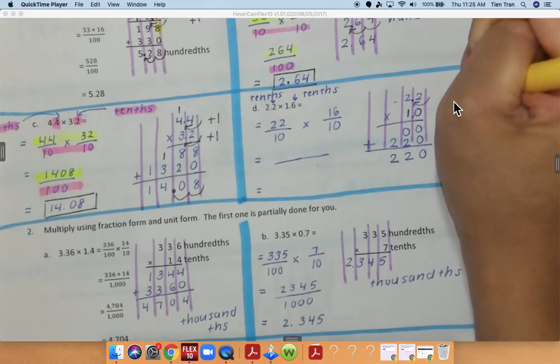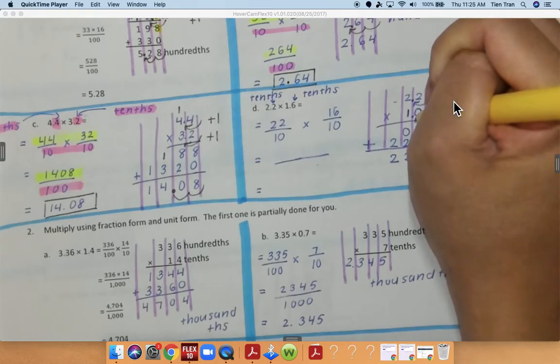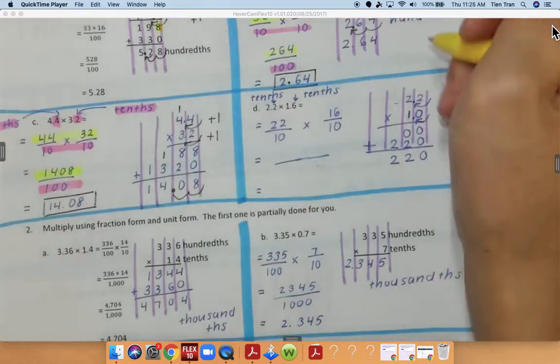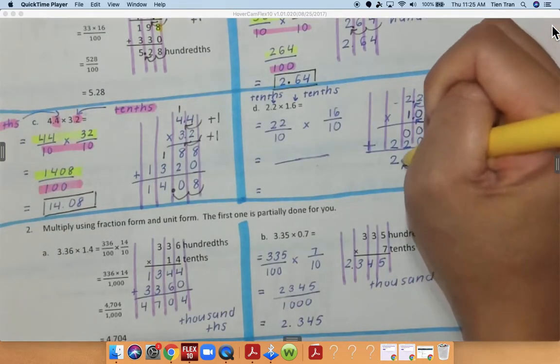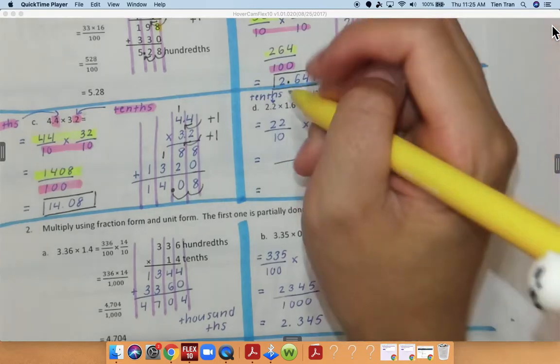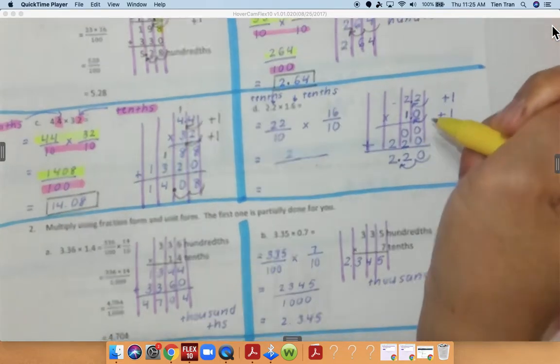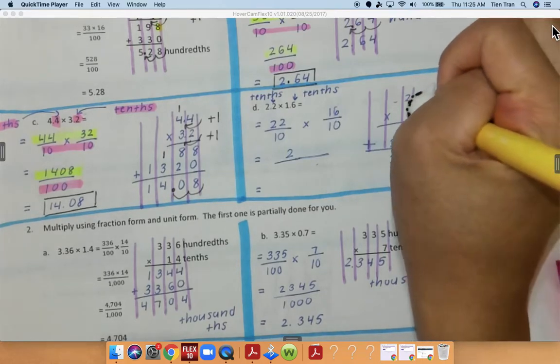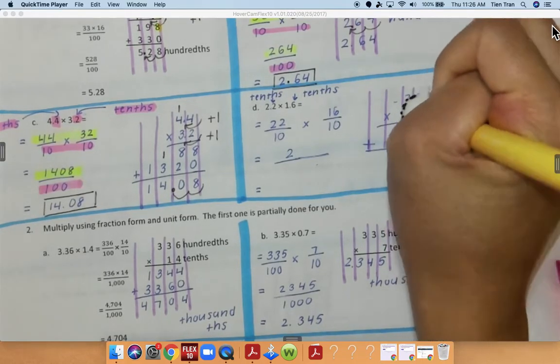So I moved it over once. And I also moved it over once right here. So I need to move it over twice because 1 plus 1 is 2. 1, 2. So I get 2.20. But I'm going to write that number down first. Oh, 22 times 16. Silly Miss Tran, why did you put 0?